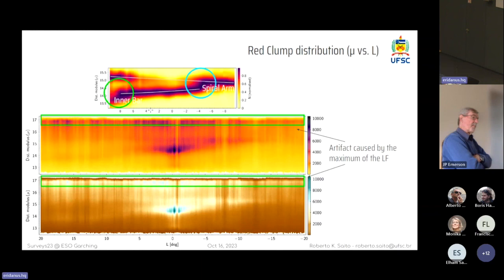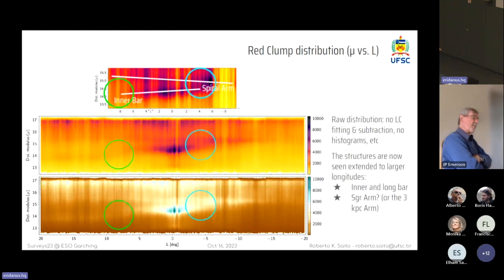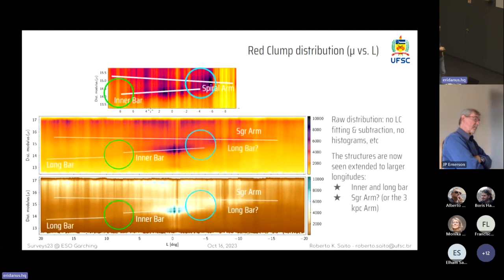What you have to pay attention to is below. Okay, this region in green is shown here again, and here again in blue, and all the structures are here. Okay, the Sagittarius arm is now seen extended. Maybe this is the so-called long bar. There is some work that calls this region the long bar. The inner bar is seen here again, and maybe it's better to see it here than here. There is another overdensity here that we interpret as the bar.